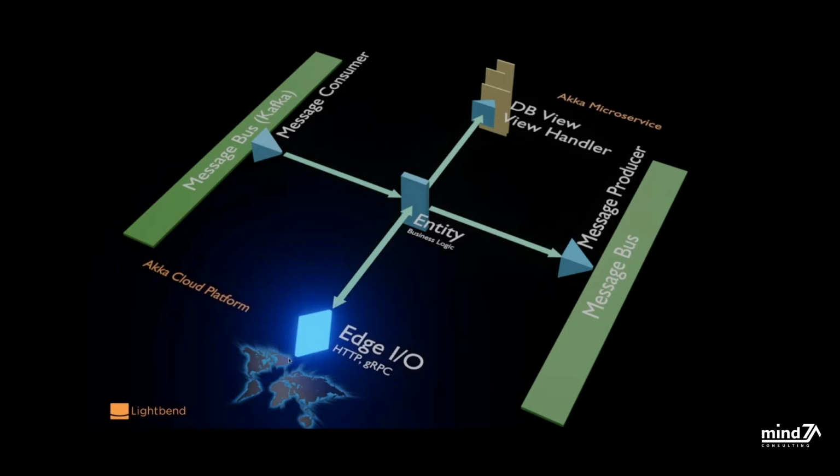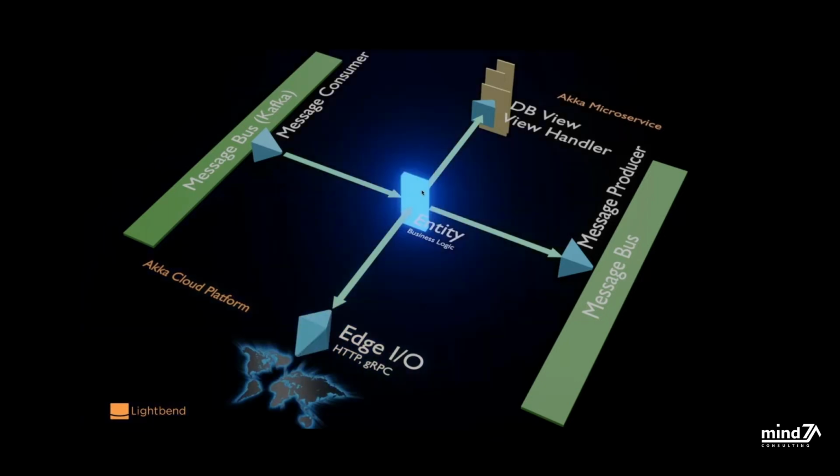So the first one is handling the incoming requests to the microservice. I call it kind of at the edge of the microservice. So it could be incoming HTTP request or gRPC request, whatever is the requirement for the service. So that's one.